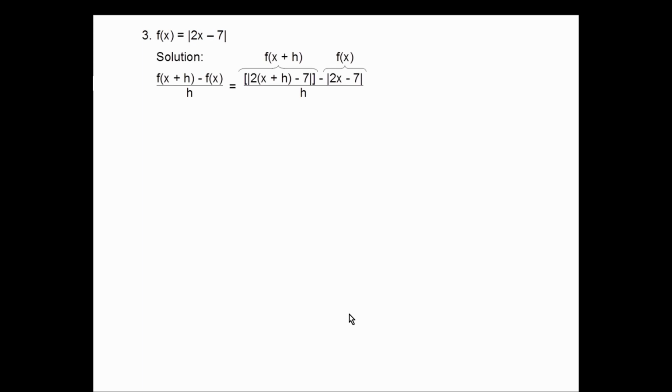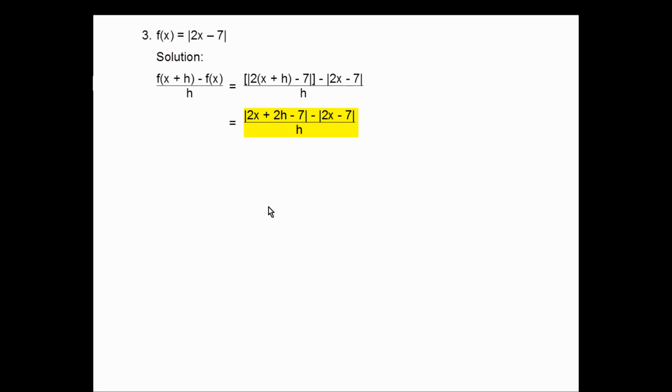So f of x plus h minus f of x all over h. Okay, again, the first set of brackets, that's my f of x plus h. Replace this x with x plus h. And I didn't put any brackets around because it would kind of look funny, just like this looks funny already. So absolute value of 2x minus 7. Okay, notice about the only thing I can do is inside the first absolute values, distribute the 2. So I'd have 2x plus 2h minus 7, absolute value of that, minus absolute value of 2x minus 7, all over h. There's nothing else you can do.